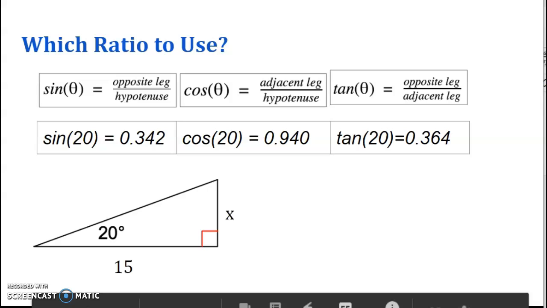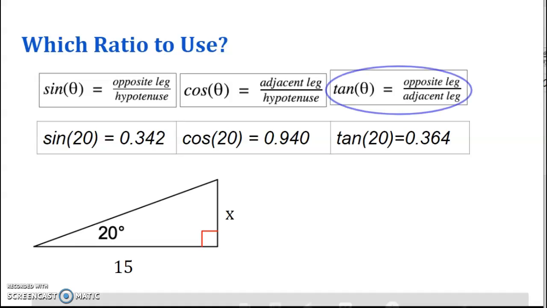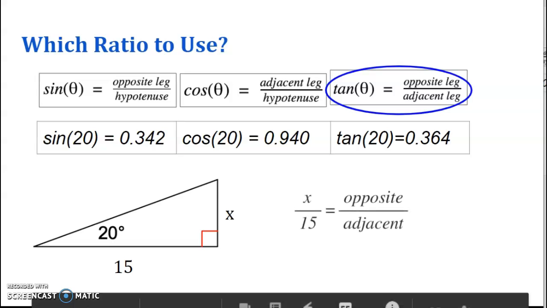Okay, all right, what about this triangle? In this case, what are we dealing with? The reference angle is 20 degrees, this side is opposite to 20 degrees, and this is the adjacent side. So we're dealing with opposite over adjacent, so we're dealing with tangent. We use x over 15, opposite over adjacent, to figure out the unknown side. Okay, and we'll continue with the next lesson recording.